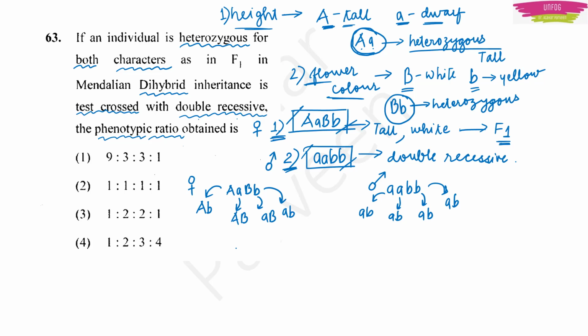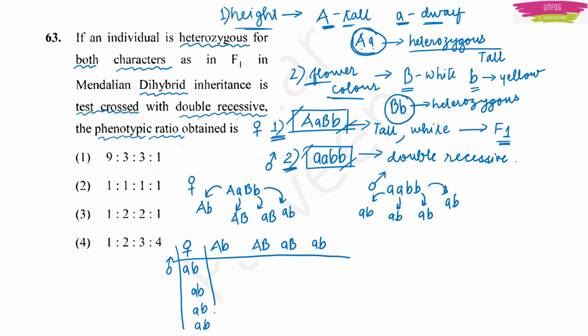Now we have to do the cross. We'll draw a Punnett square for this. Okay, now we'll write down the female gametes first, which are capital A, small b, capital A, capital B, small a, capital B, small a, small b. And now here we'll write down the male characters. Okay, now let's differentiate them so we are not confused. So small a, small b, then again small a, small b, small a, small b, and again small a, small b. Now we'll have to make a cross between them.